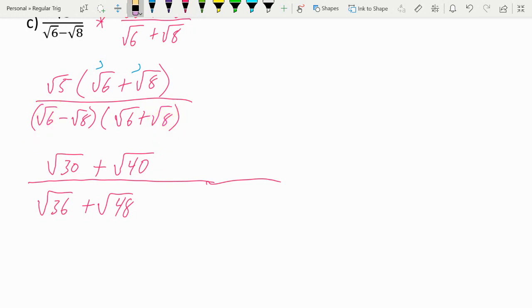Now, negative square root of 8 times the square root of 6 just gives me negative square root of 48. Right? Positive times a negative gives me that negative. 8 times 6 is 48. They're both underneath the square root, so I just leave it underneath the square root. Negative square root of 8 times positive square root of 8. So it's negative square root of 8 times square root of 8, square root of 64.